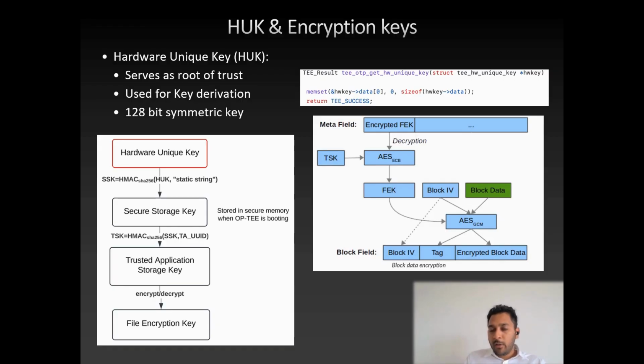As you can see on the right side block diagram, the encrypted file encryption key is decrypted by supplying the trusted application key. Once it's decrypted, you take the plain decrypted file encryption key, then you take the actual block data file, and you use AES-GCM to perform the decryption or encryption. AES-GCM is authenticated encryption with associated data, so by default it provides integrity protection. This is what the flow looks like to encrypt or decrypt the actual block of data in OP-TEE.